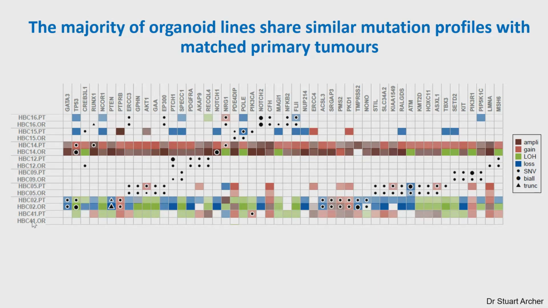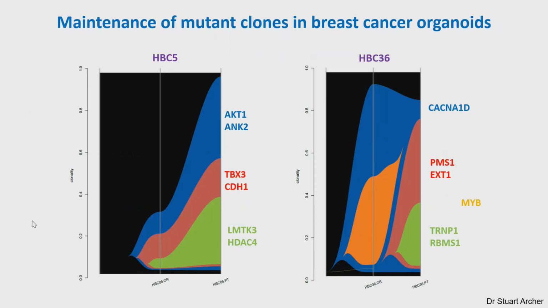So I'm just going to show you this data that we've generated recently, and this was done by our bioinformatician in the program, Dr. Stuart Archer. He generated these river plots that are showing you the presence of subclones within breast cancer organoids and within the primary tumor. So if you look on this figure here for HBC5, on the right-hand side, you've got the primary tumor. And in this primary tumor, we've identified 3 subclones, the blue clone, the red clone, and the green clone. And these clones are driven by a specific set of mutations.